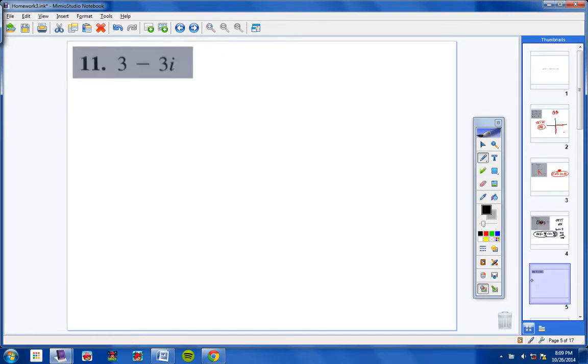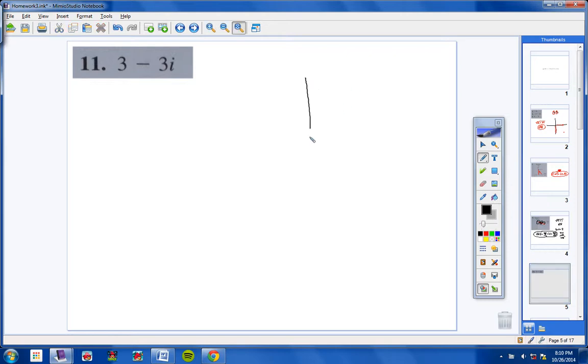Okay, moving on to number 11. The directions say to represent the complex number graphically and find the trig form of the number. So here we go. Let's find the trig form of these numbers. We'll do this very quickly.